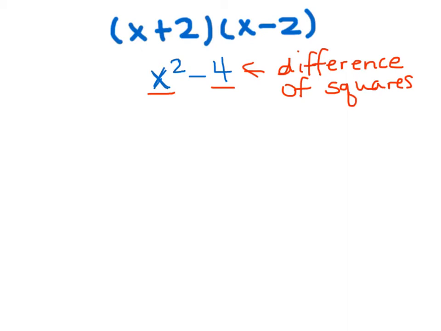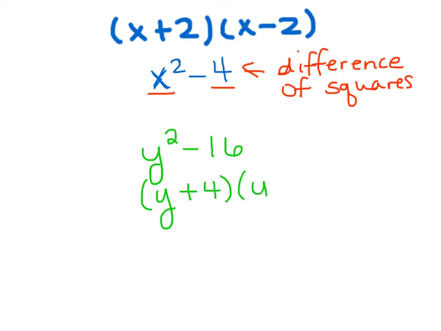So if you have something like y squared minus 16, this is the difference of squares, and the way you recognize that is that the first term is a perfect square, the last term is a perfect square, and it's subtraction between them, difference. And when we have difference of squares, this is how it factors. The square root of the first plus the square root of the second, and the square root of the first minus the square root of the second.